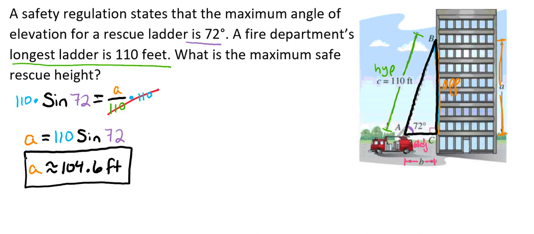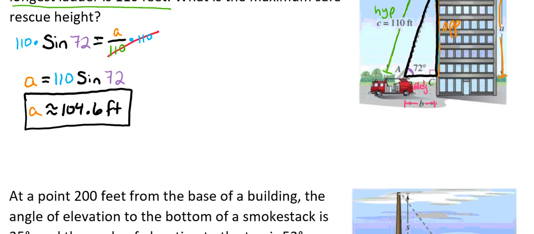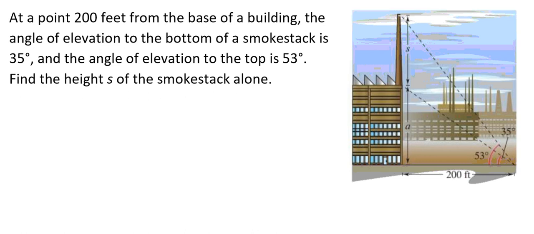Let's take a look at another problem. In this problem, at a point 200 feet from the base of a building, the angle of elevation to the bottom of the smokestack is 35 degrees, and the angle of elevation to the top is 53 degrees. We want to find the height S of the smokestack alone.